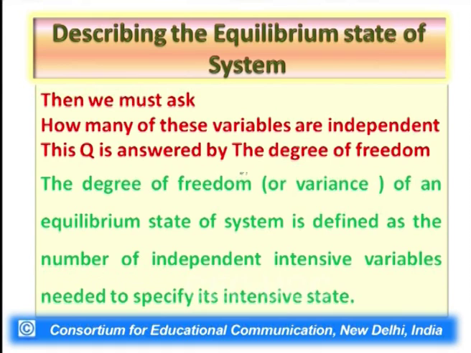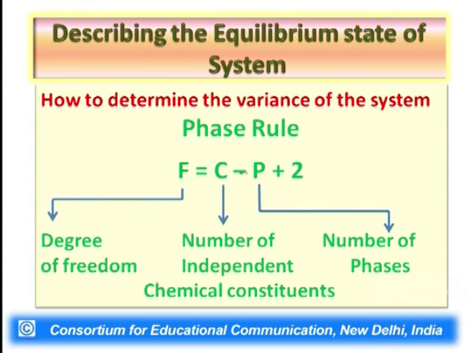If we specify the value of these independent variables, then the value of the remaining dependent variables is not required to be specified. Their value automatically gets fixed. So it means the degree of freedom is the number of such intensive state variables which we are required to specify, or in other words, whose value we can alter or change without producing any change in the state of the system. So now the next question arises, how to determine this variance or degree of freedom of the system?